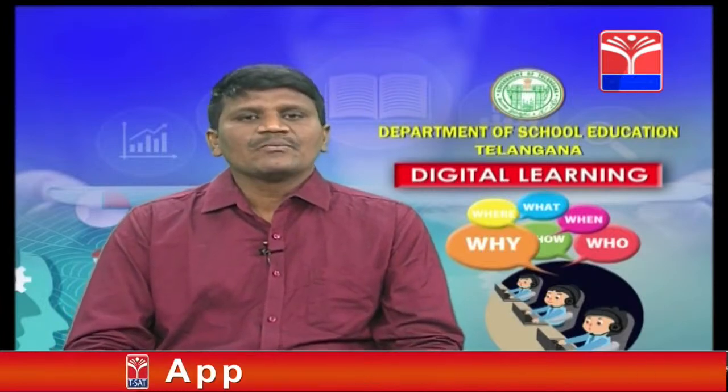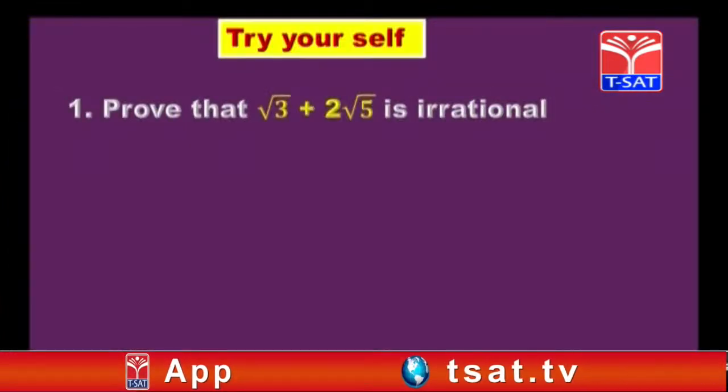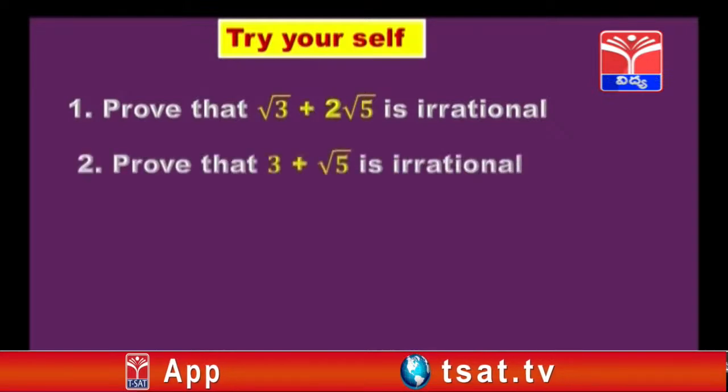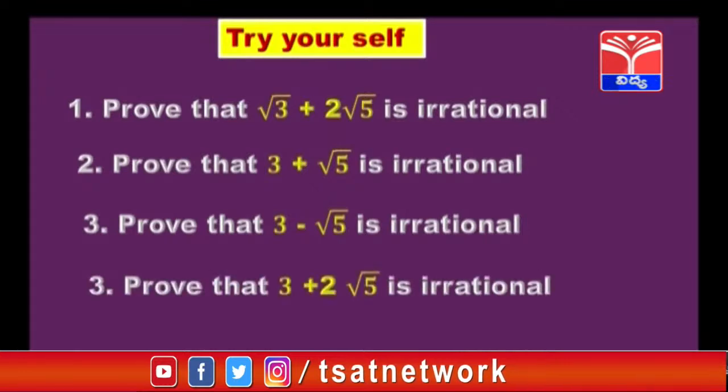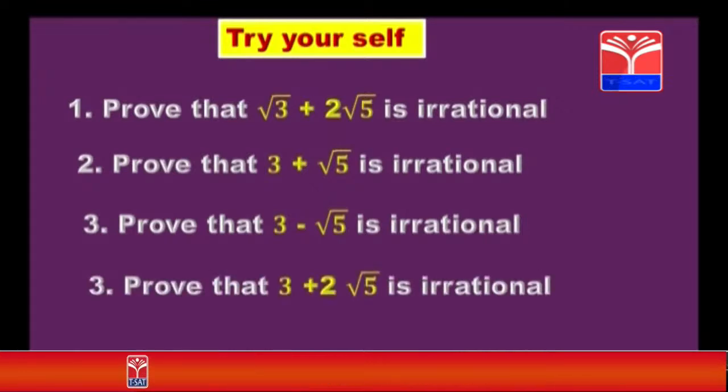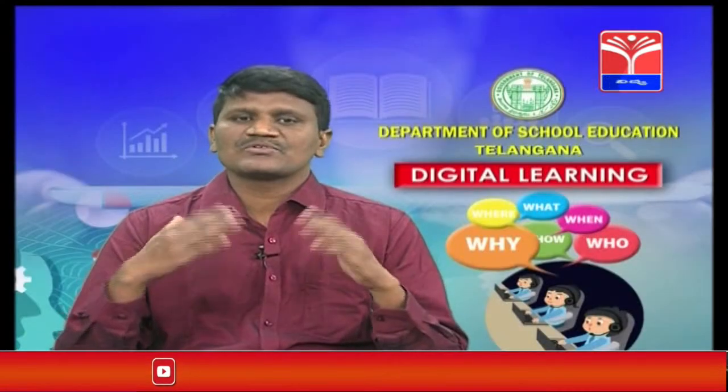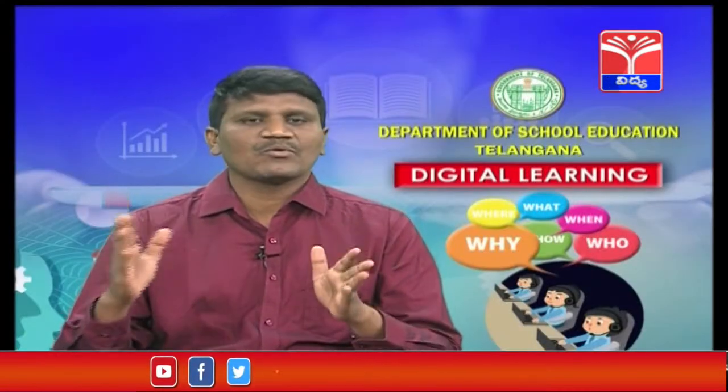Try yourself. Prove that root 3 plus 2 root 5 is irrational. And second problem, prove that 3 plus root 5 is irrational. Prove that 3 minus root 5 is irrational. And prove that 3 plus 2 root 5 is irrational. If you observe the 4 problems, in the first problem you always do the squaring on both sides, and in the next 3 problems you need not do the squaring on both sides.